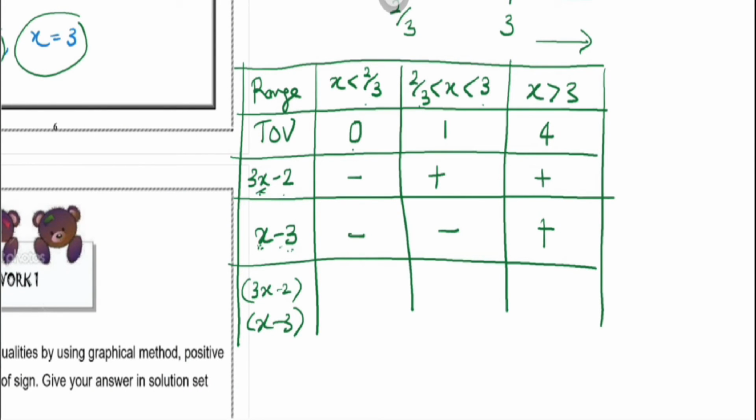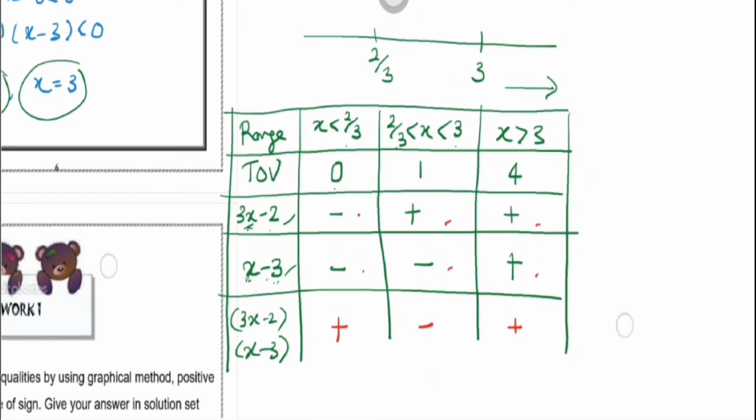As the conclusion, we're gonna take these two factors and we're gonna multiply them. Negative times negative, we're gonna have positive. Positive, negative, we're gonna have negative. Positive, positive, and then we're gonna have a positive.